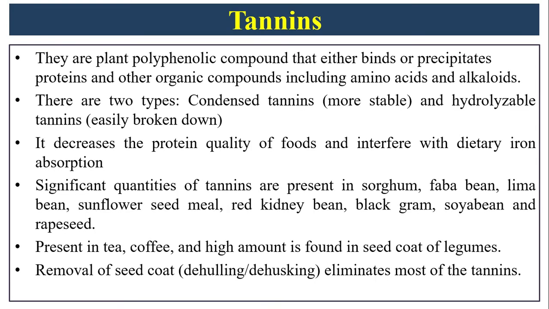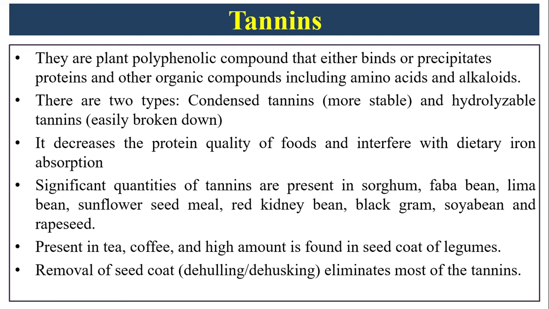Next one, tannins. They are plant polyphenolic compounds that either bind or precipitate proteins and other organic compounds including amino acids and alkaloids. There are two types: condensed tannins, which are more stable, and hydrolyzable tannins, which are easily broken down. Tannins decrease the protein quality of foods and also interfere with dietary iron absorption.